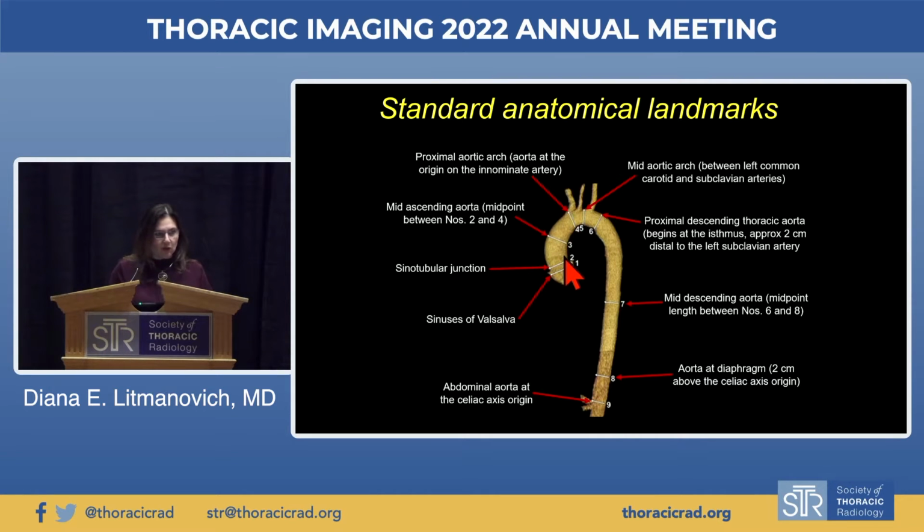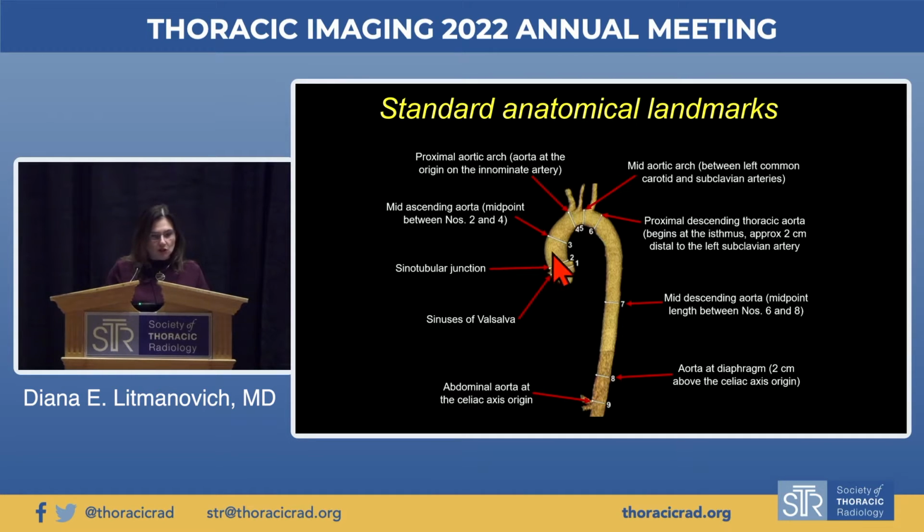Within the ascending aorta, there are 2 important anatomical landmarks. One is the sinotubular junction. This is a junction between the sinuses of Valsalva and the aorta, and this is an important point to assess to see if it's there, if it's preserved. Why? I'll tell you in a second. And the other one are the actual sinuses of Valsalva and their maximal width.